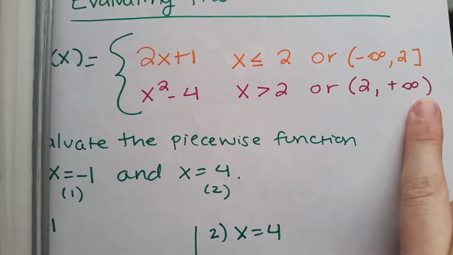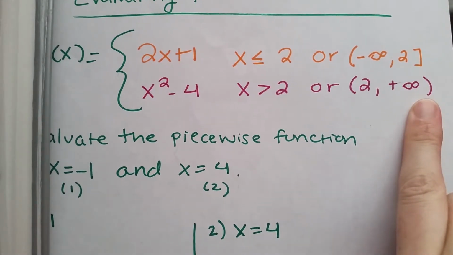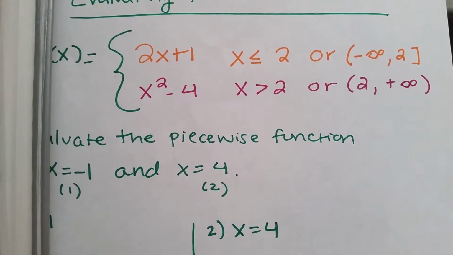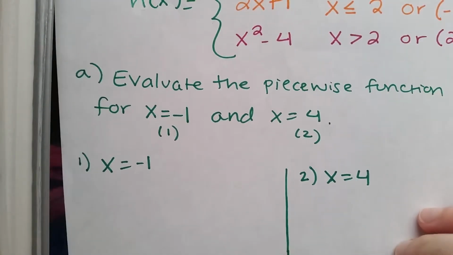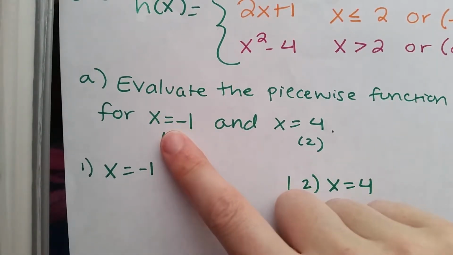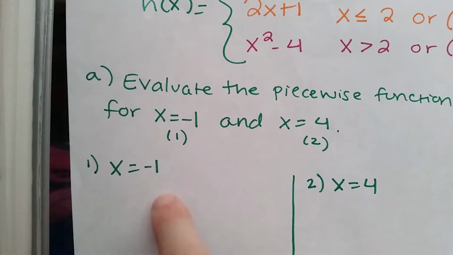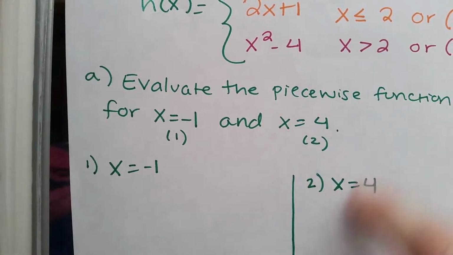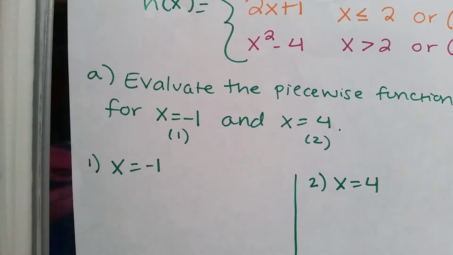So that's our largest number. And since we cannot equal infinity, we put a parenthesis. Alright, so now we're going to actually dive into our problem. So we are evaluating the piecewise function at the values where x is -1, which I made the first problem in part A, and where x is equal to 4, which I made the second problem in part A of example 3.